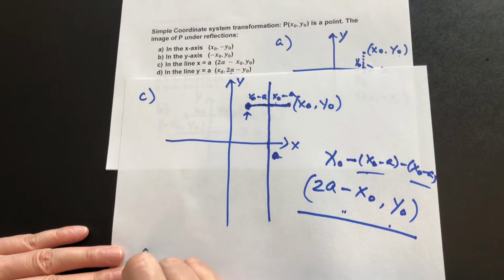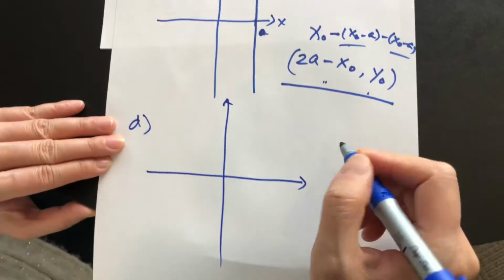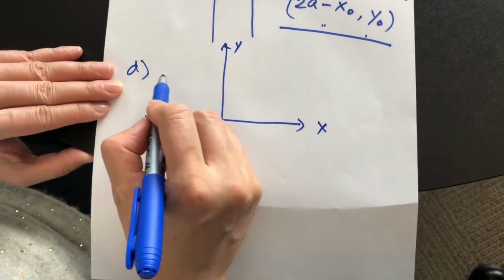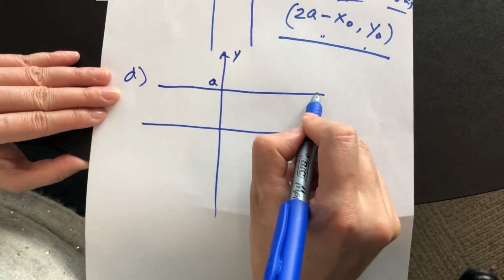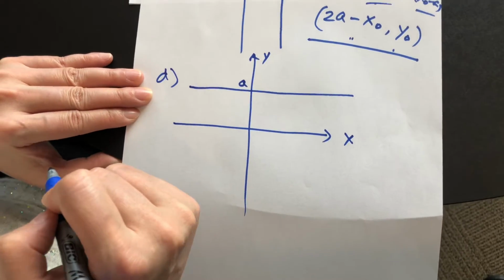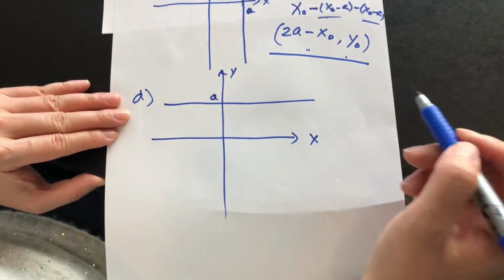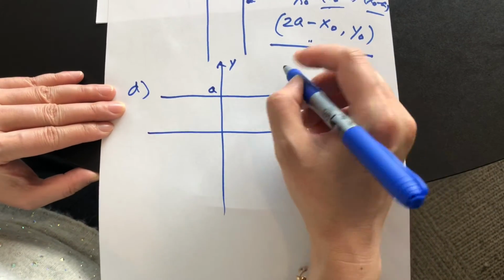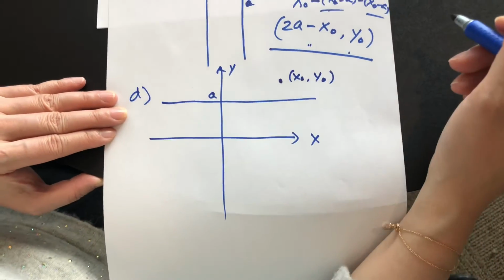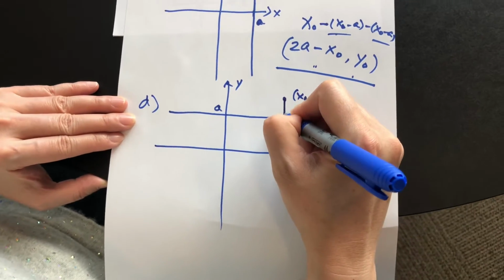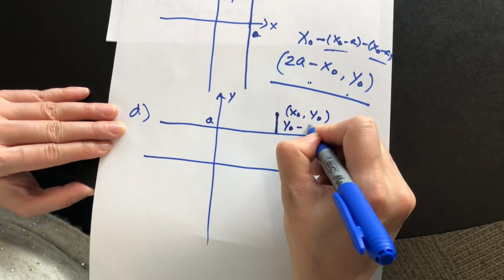Okay, D is similar to C. Now, instead of a vertical line, you have a horizontal line. y equal to a. y can only be a regardless of the value for x. x can be anything, but y can only be a. So that's a horizontal line. And if you have any point x0, y0, you need to find the mirror point. We draw a perpendicular line. What's the distance of this line? That is y0 minus a.